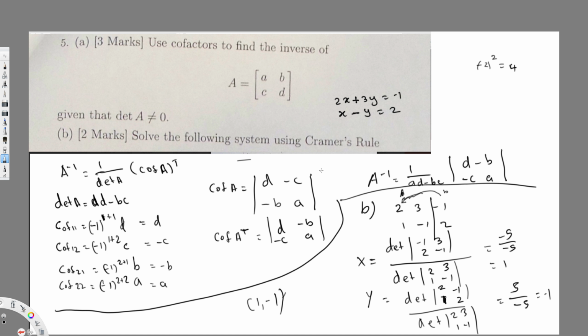So we have used Cramer's rule and found all the answers for this question.